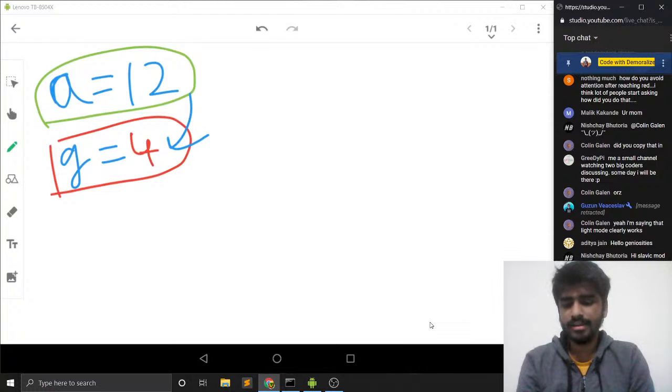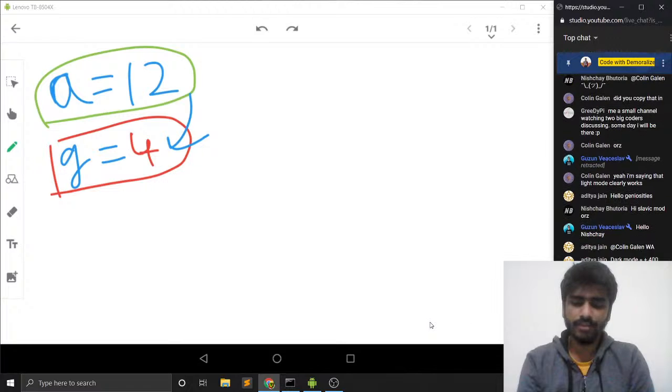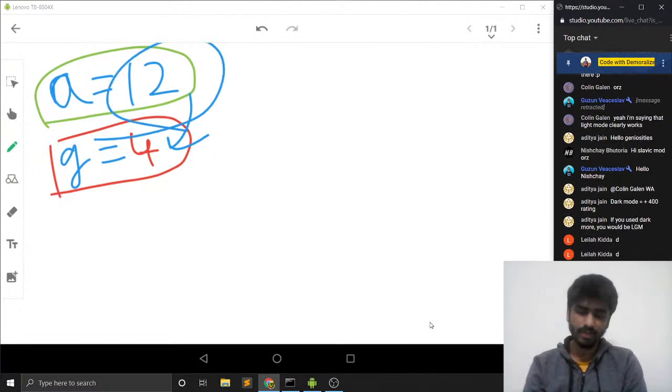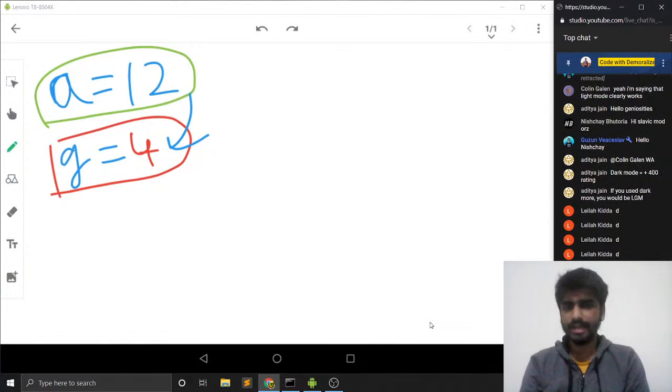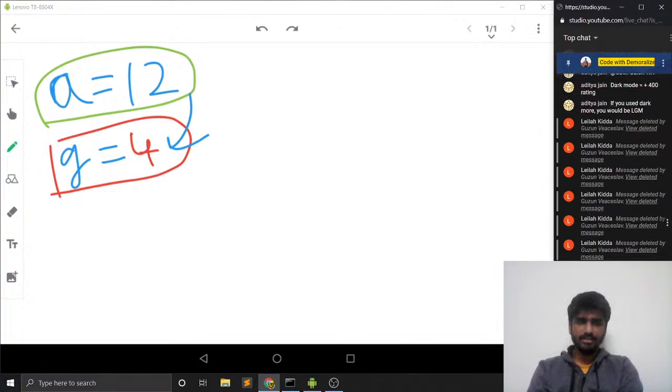Okay, so if I can count the number of sequences that have GCD equal to 4, including this 12, and if I can also count the number of sequences with GCD equal to 4, excluding this 12, and if I subtract them both, then I will get exactly the number of subsequences that have GCD equal to 12.